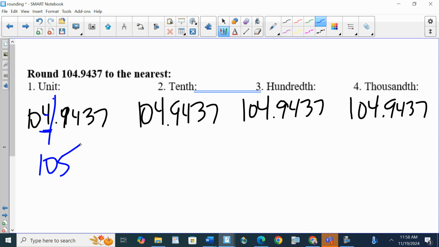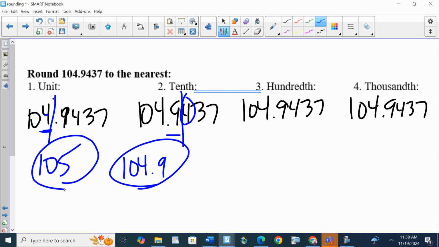Tenth. What digit's in the tenth spot? The 9, 1 decimal place. Draw a line after it. Right now I'm looking at 104.9. The only thing that can change is that underlined value, that 9. Is the next digit 5 or higher? No. So it stays 104.9.